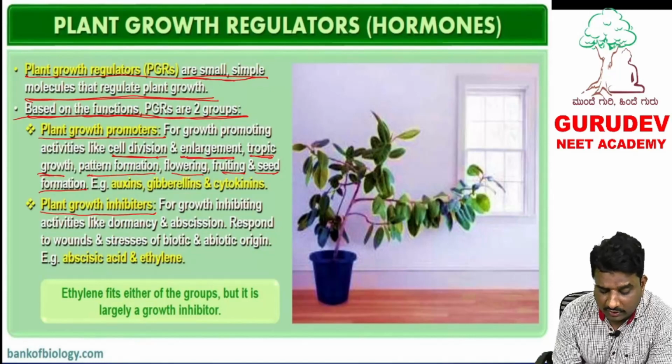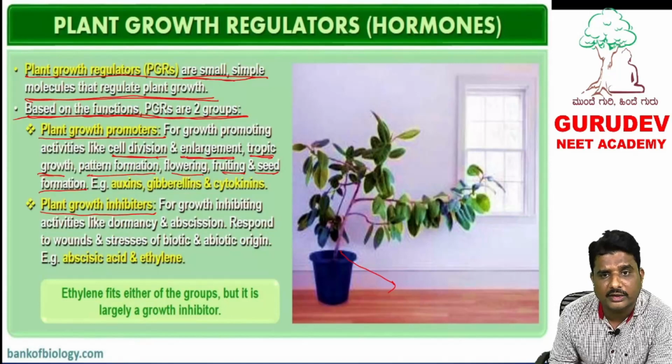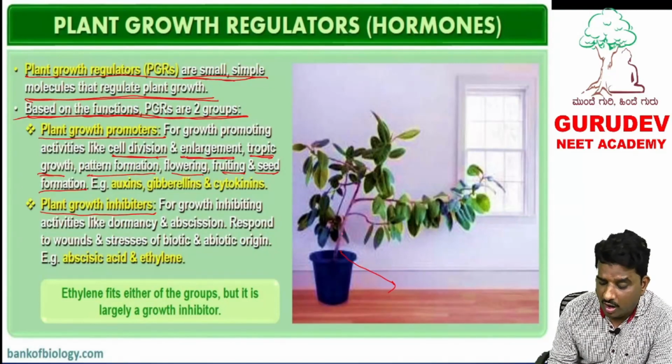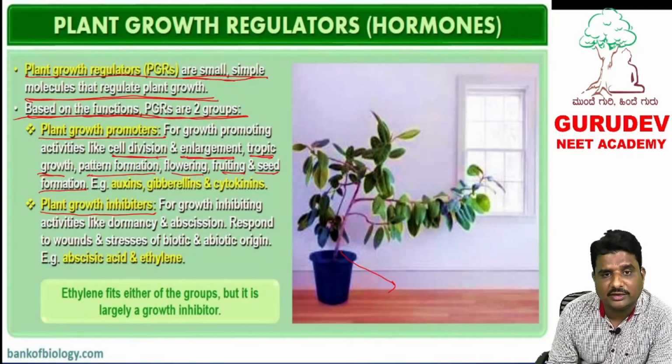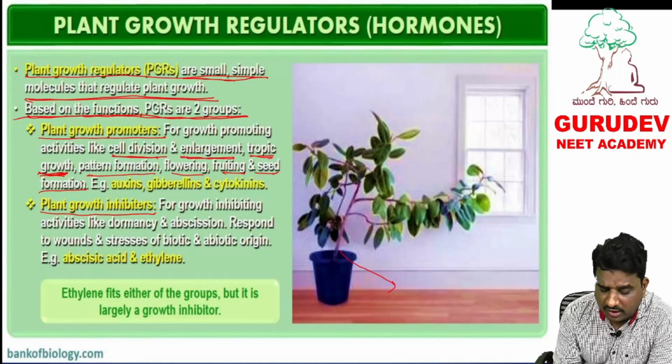Tropic growth. That means root growing towards the water. That is a tropic growth. That is called hydrotropic growth. Stem growing towards the light. That is called phototropic growth. So that is called tropic growth. For tropic growth, these regulators are responsible.